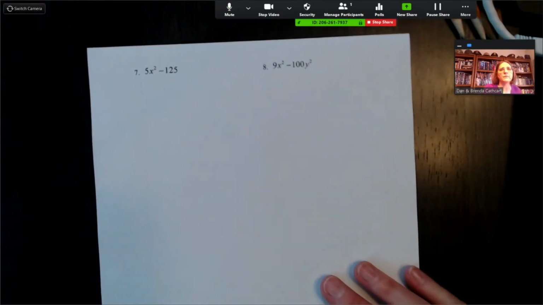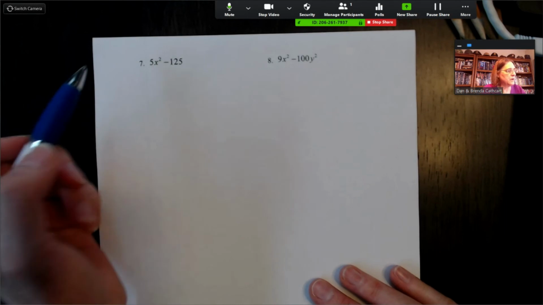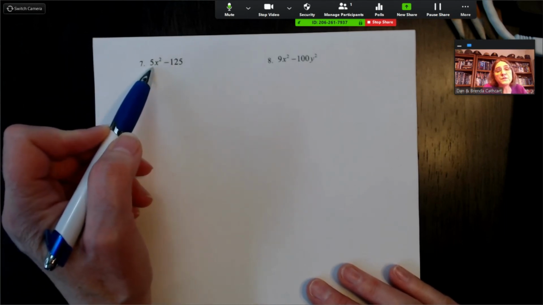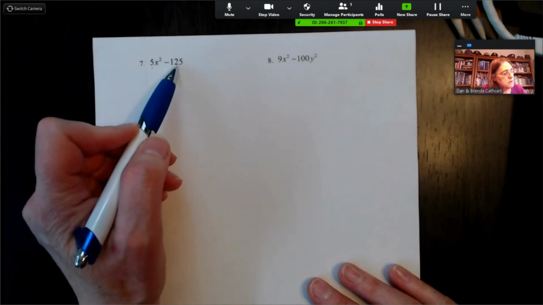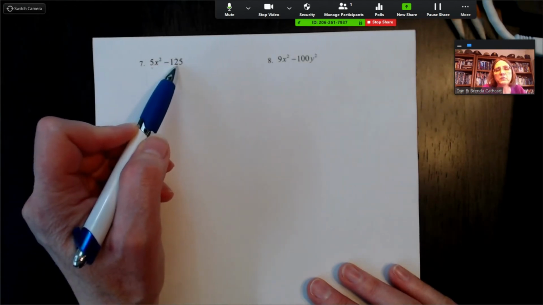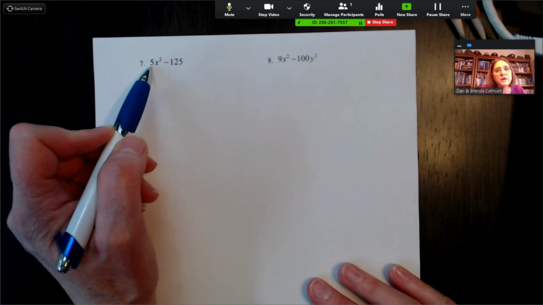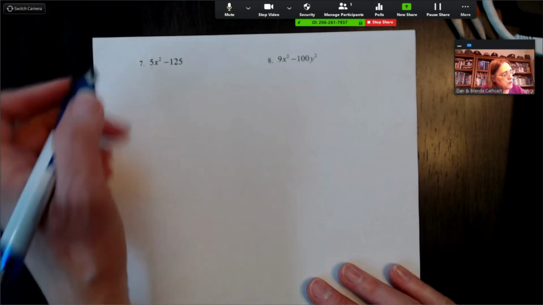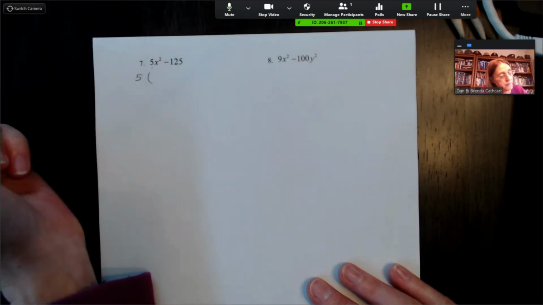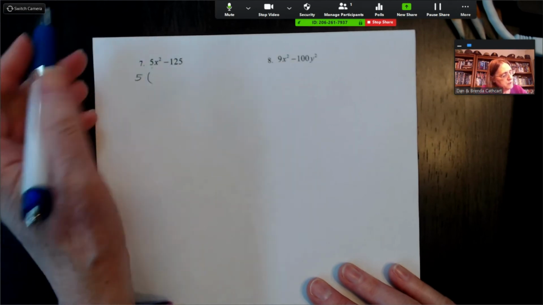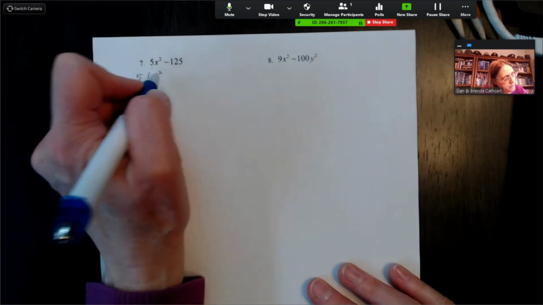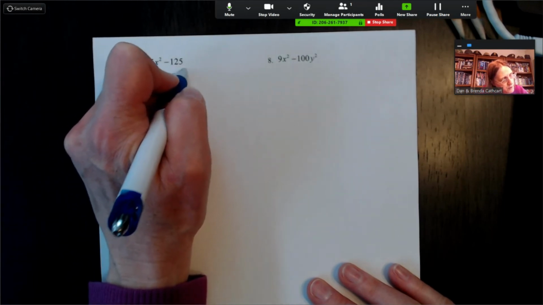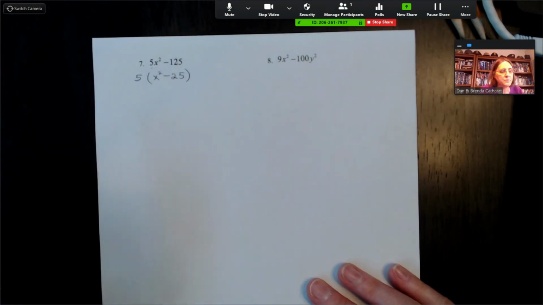Let's do another couple of examples. On this one, we look at it and we say, gosh, 5 is not a perfect square. But we also notice that 5 will divide into 125 as well as into 5. We have a common factor. So common factor always comes out first. 5x squared divided by 5 is x squared. 125 divided by 5 is 25. So we have x squared minus 25.